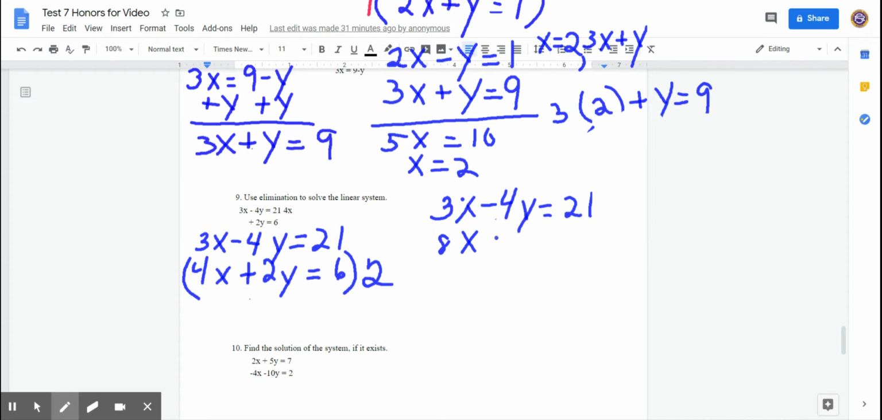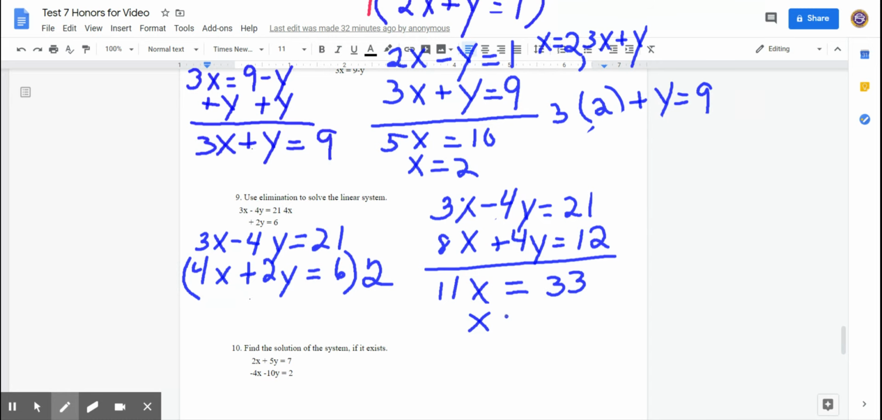8x plus 4y equals 2 times 6 is 12. That's 11x. The 4y's cancel out, equals 33. Divide by 11 and x is 3. Now I have to find y. So I'm going to take 3x minus 4y equals 21 and substitute. So 3 times 3 minus 4y equals 21.